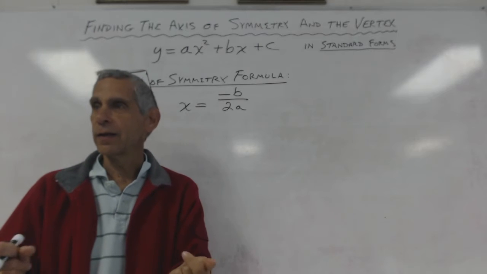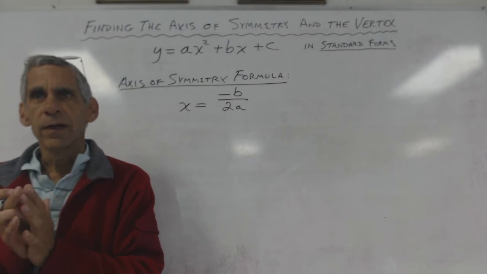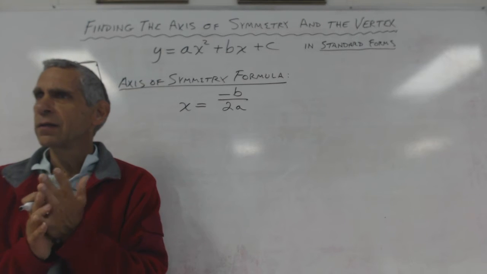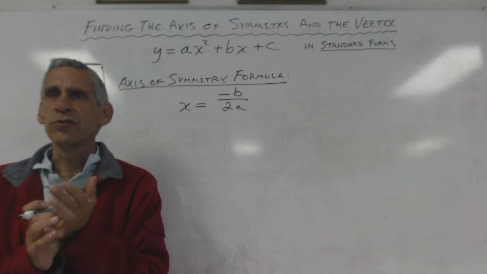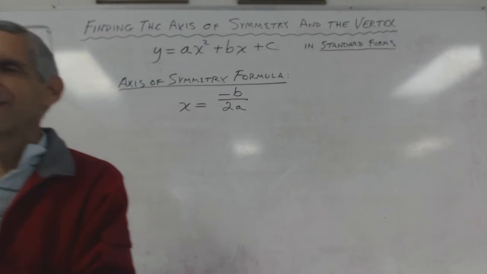So everybody say it. X equals negative b over 2a. X equals negative b over 2a. Close your eyes. X equals negative b over 2a.